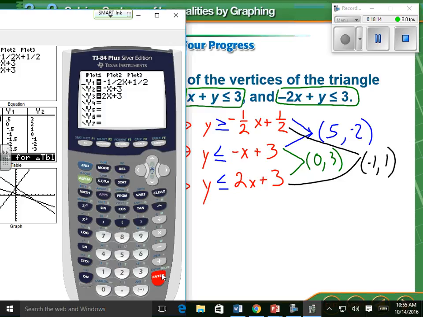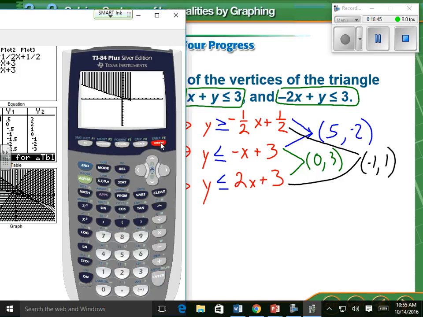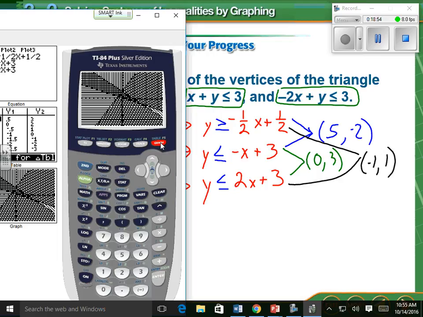We want shade above. For this one, it's y less than, so we want shade below. There's above, there's below. And for y3, we want shade below also. So the first one's shade above, the second one's shade below, the third one's shade below. So here's what it looks like on the graph. There's shade above the 1/2 x plus 1/2. There's shade below the negative x plus 3. And there's shade below the 2x plus 3.